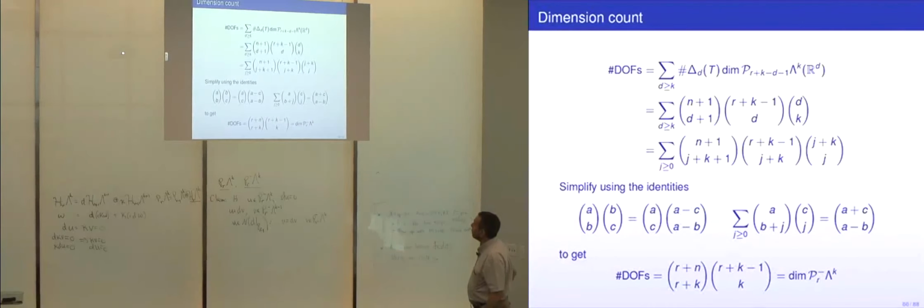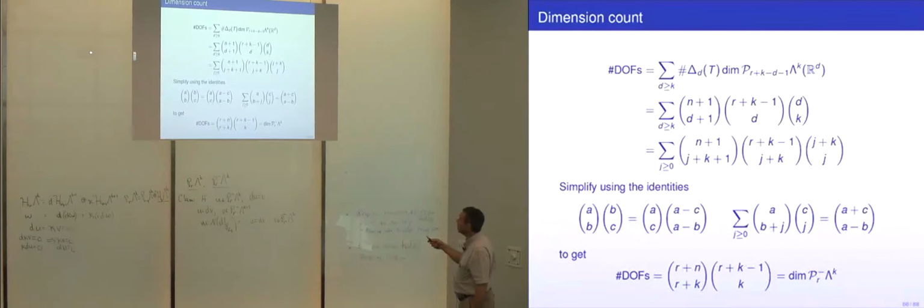And the dimension of the polynomial space is the degree of the polynomials plus the dimension of the R^d, choose d. So r plus k minus 1 choose d, times, since they're k forms, there are d choose k components. This is the k forms, this is the polynomial space, and this is the number of these.